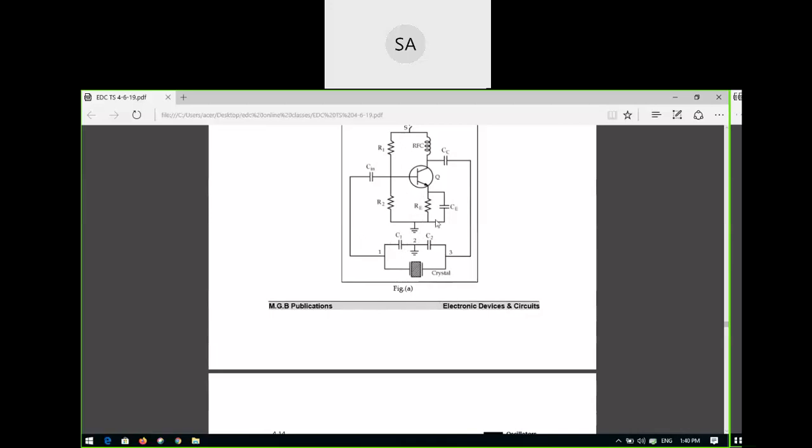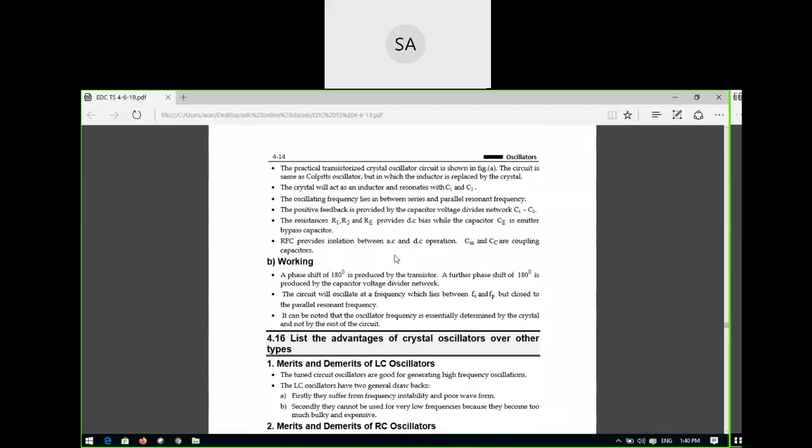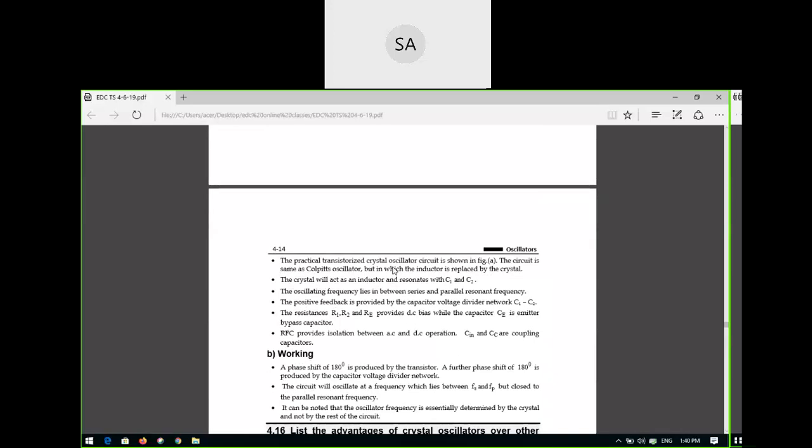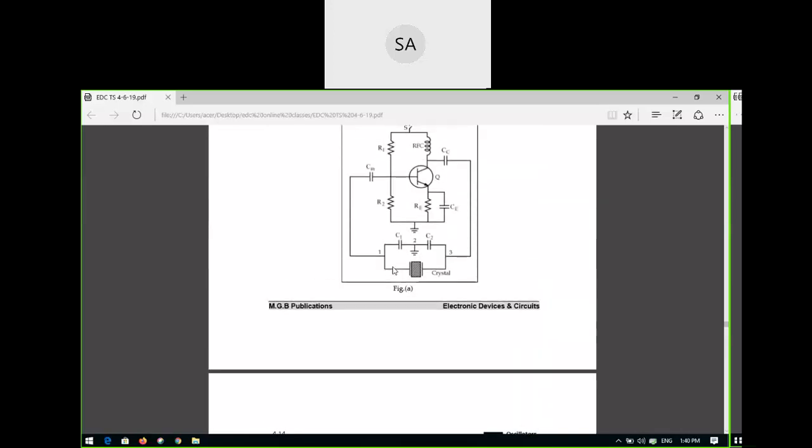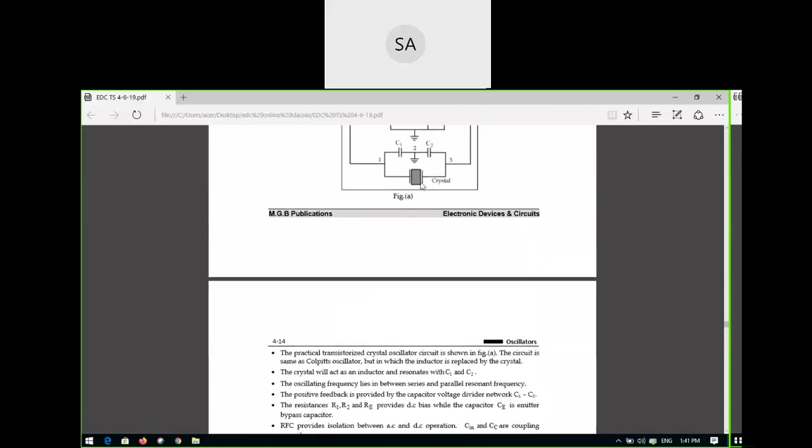AV beta equal to 1 means the beta value should be, what is the beta value for the Colpitts oscillator? It is C1 by C2, correct or not? So it is C1 by C2, then it will maintain AV beta equals 1, and it will get sustained oscillations. The major advantage is due to this crystal. Because the crystal is fixed, it will generate fixed frequency oscillations.